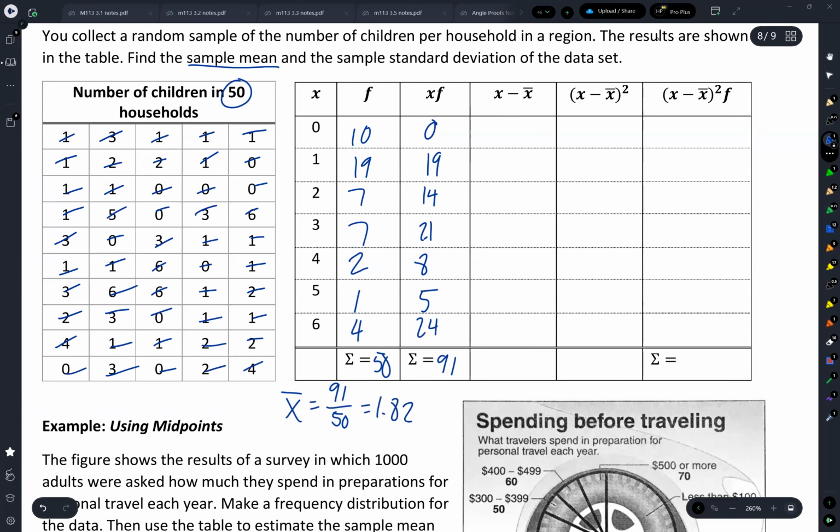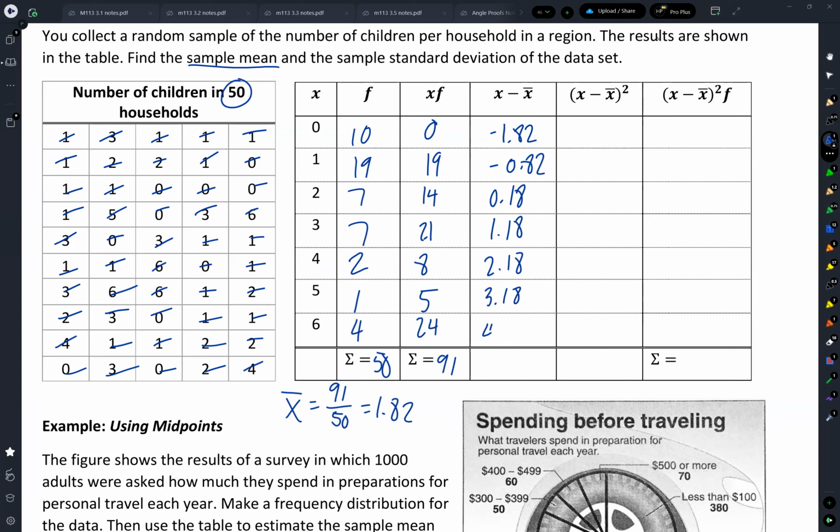So in this next column, we're doing the x column minus whatever we got for our x bar, which happens to be 1.82. So we'll take all these numbers in the x column and subtract 1.82. So this will be negative 1.82. Then negative 0.82. Then 2 minus 1.82 is 0.18. Okay, and then we'll do the same thing. This is 1.18, 2.18, 3.18, and then 4.18.